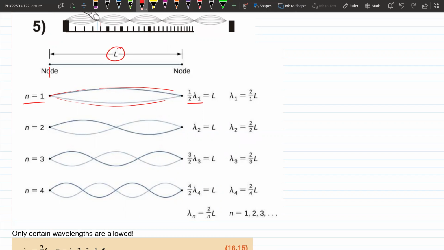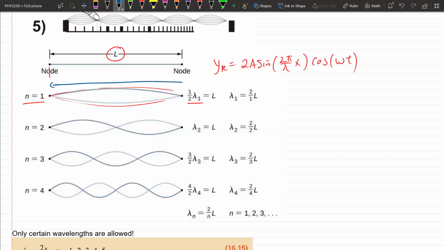Let's remember why. Y resultant is twice the amplitude times sine of 2 pi over lambda times x, times cosine of omega t. If you look at this lobe here, this is the top half of the sine function. There's actually a bottom half of the sine function we didn't draw. That doesn't fit onto the string. So the wavelength is actually twice as long.